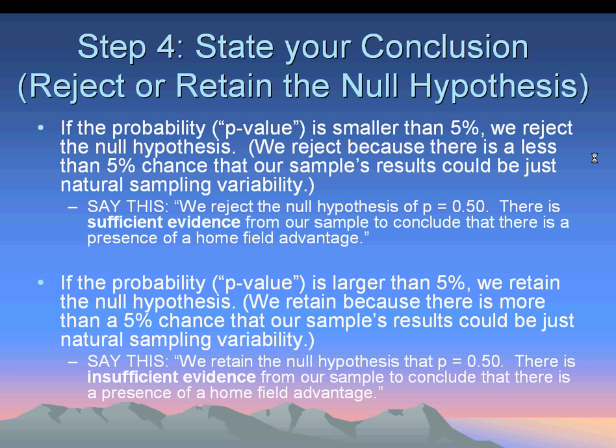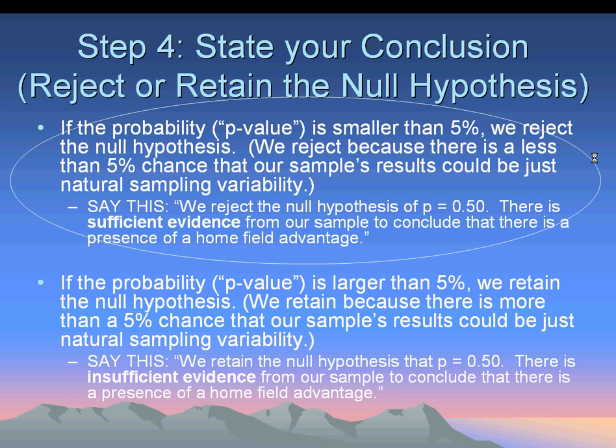Here's how we state our conclusion. If we reject the null hypothesis like we did here, then we're saying that we reject the null hypothesis of 50% because there is sufficient evidence from our sample to conclude that there is a presence of a home field advantage. There is sufficient evidence to say that there is a home field advantage.